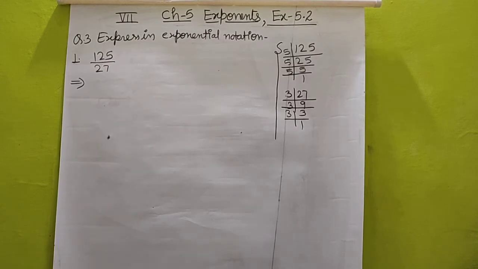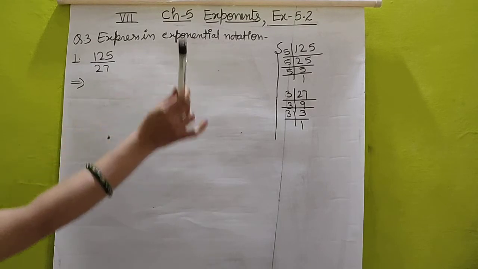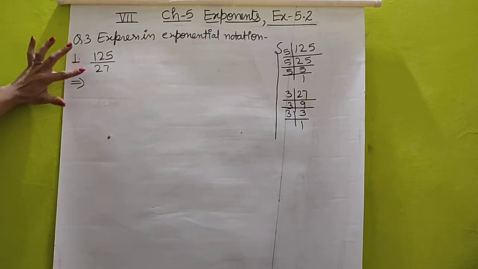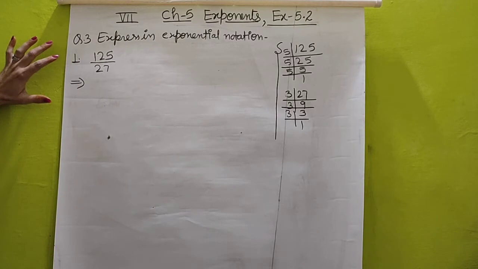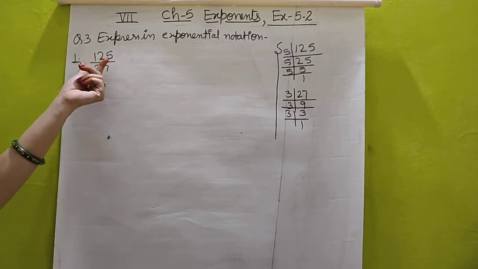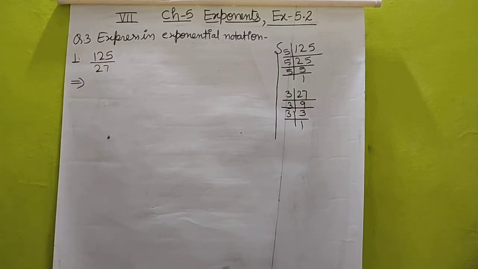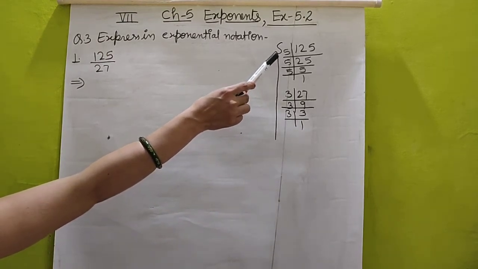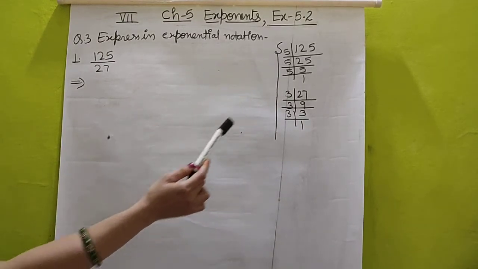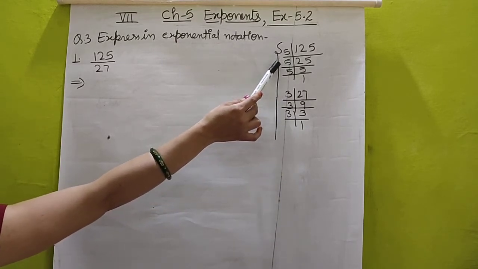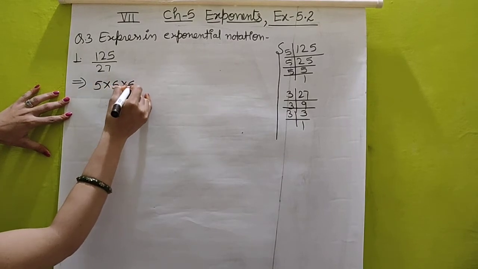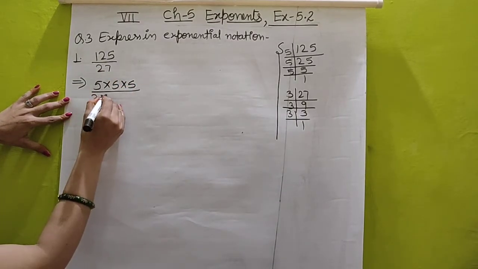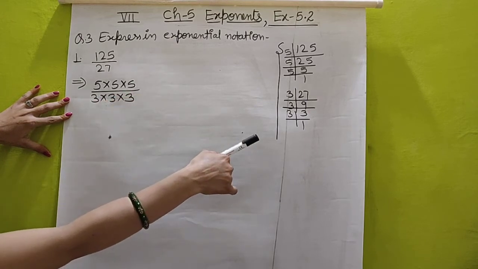Students, now question number 3 is express in exponential notation. Here 125 upon 27 is given in rational number, and we have to find an exponential notation. So students, 125 we can do the prime factorization. I have done it in rough column. 125 I have done prime factorization and 27 also. So 5 multiply 5 it will come at 25's place. Then for 27 we can write 3 multiply 3 like this students.